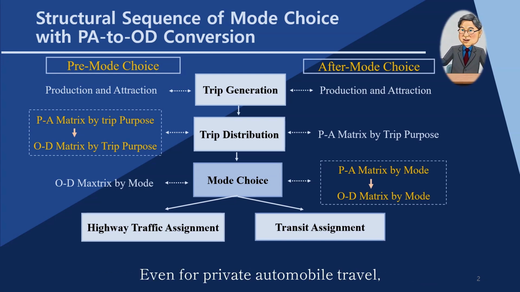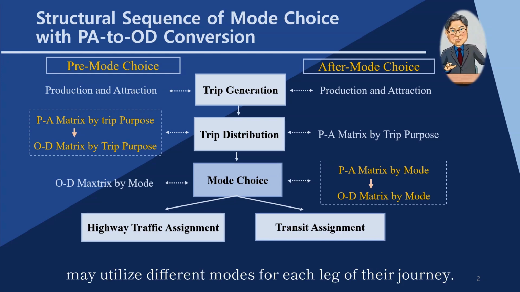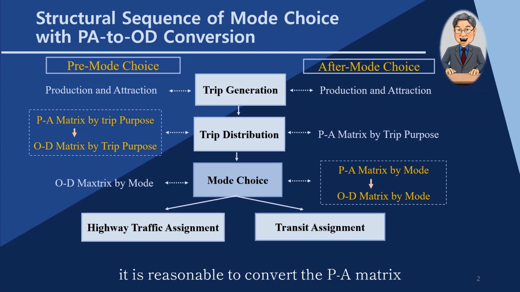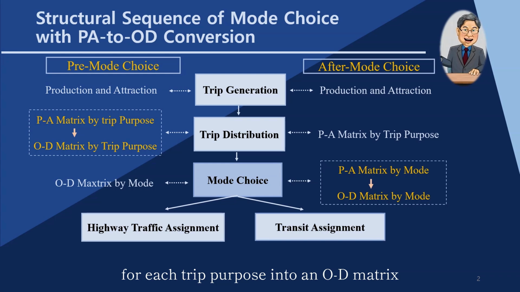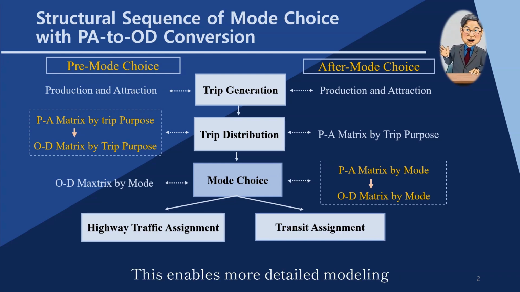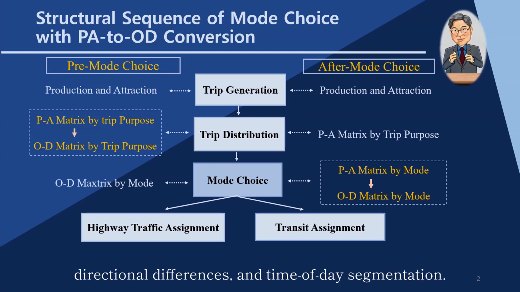Even for private automobile travel, travelers such as carpoolers or park and ride users may utilize different modes for each leg of their journey. To capture these complex behavioral patterns, it is reasonable to convert the PA matrix for each trip purpose into an OD matrix prior to the mode choice analysis. This enables more detailed modeling that accounts for multiple transit modes, directional differences, and time of day segmentation.